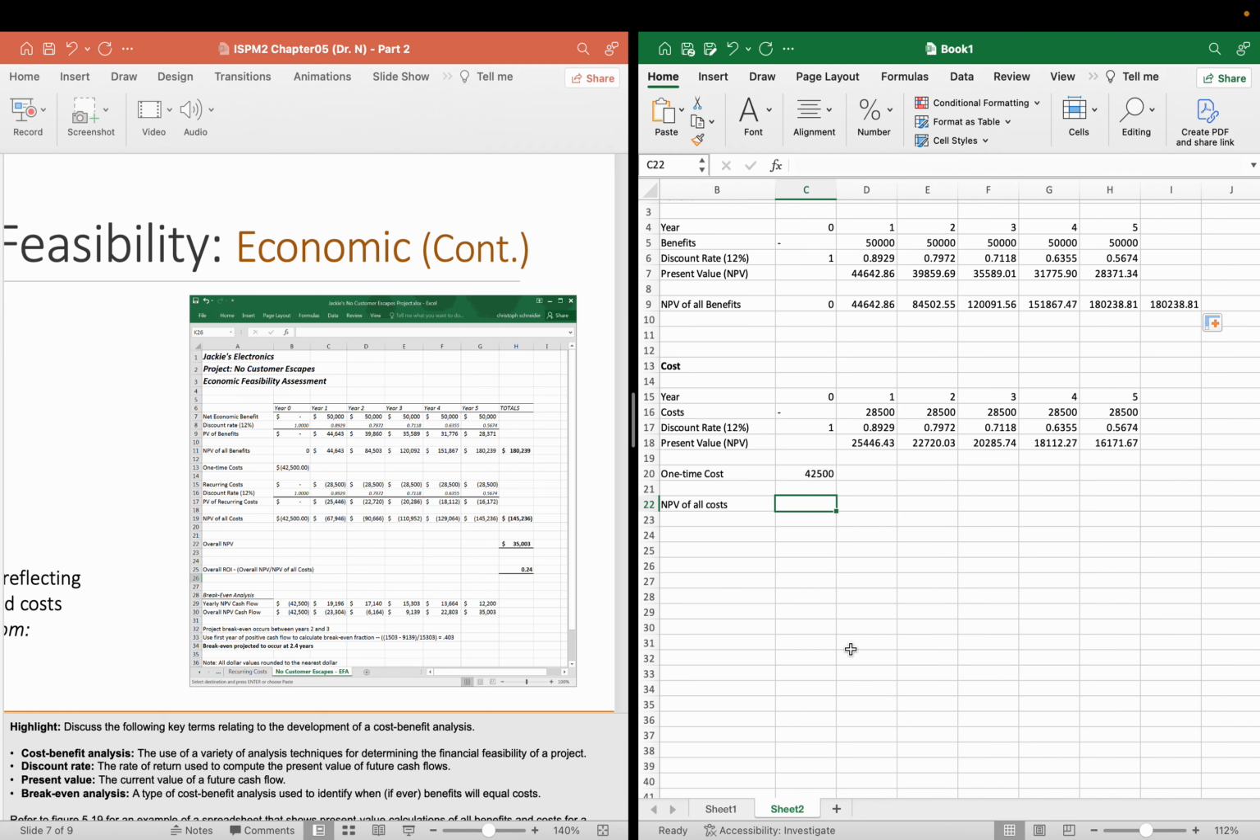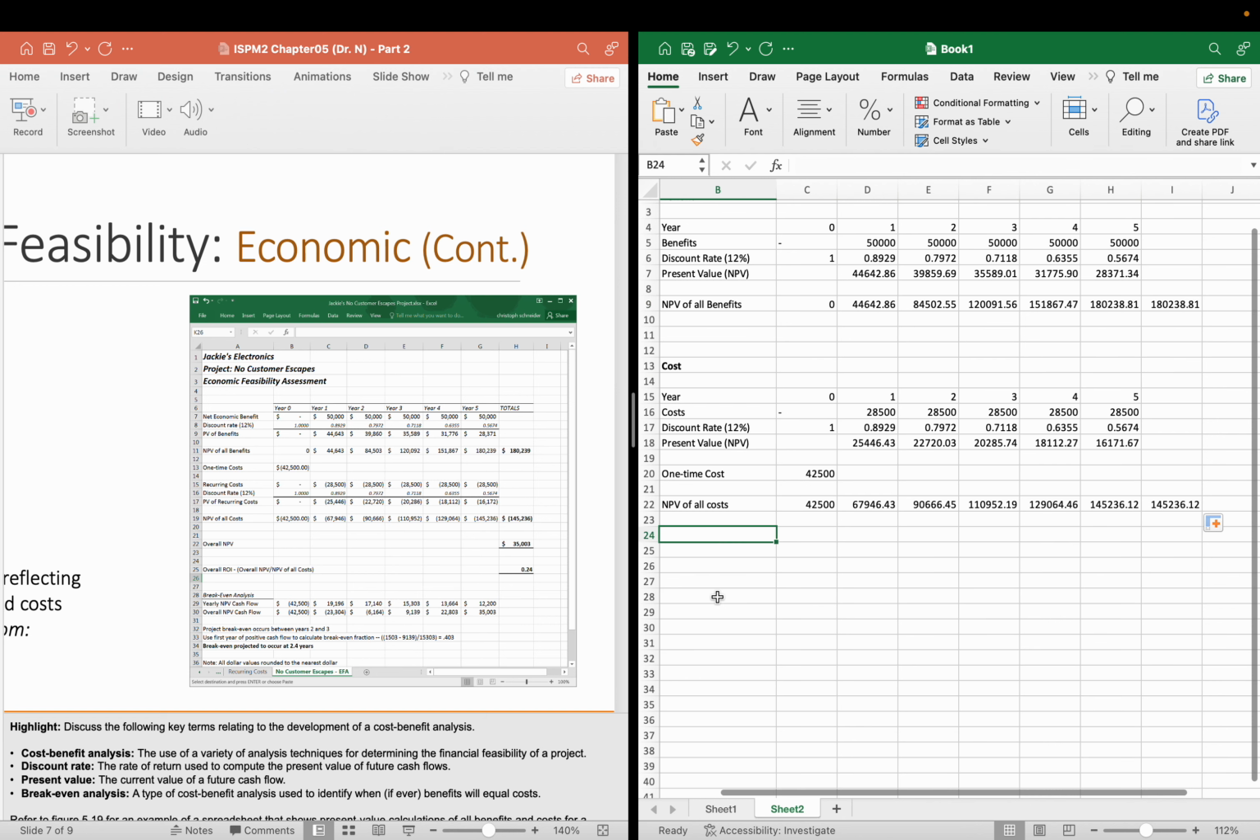We can do the same thing for cost. For cost, we have in year 0, at the beginning, a $42,500 one-time cost. In year 1, we have this much cost. We need to add that to the previous one, same logic, same concept, and we can keep doing that. Here we go. Now we have the net present value of all cost and the net present value of all benefits. The overall net present value of the project is the difference between these two.